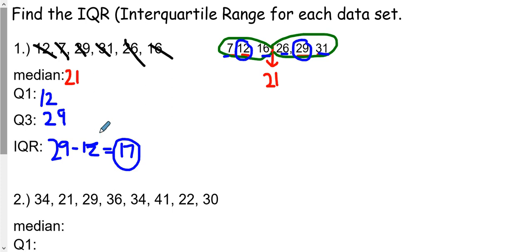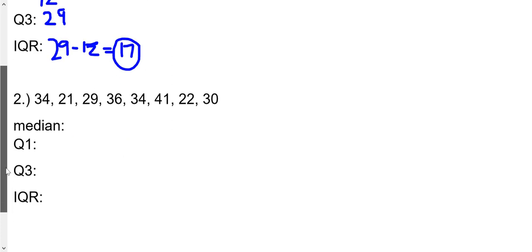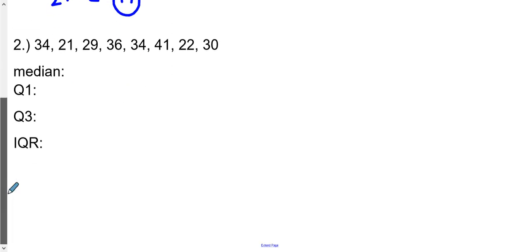Okay? Now, moving on to a little bit of a bigger data set, this still has, let's see, we have 1, 2, 3, 4, 5, 6, 7, 8 data points. So it still has an even amount. But remember, our first order of business is to order them from least to greatest.